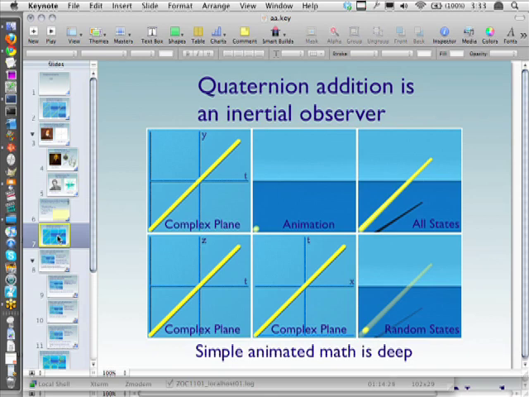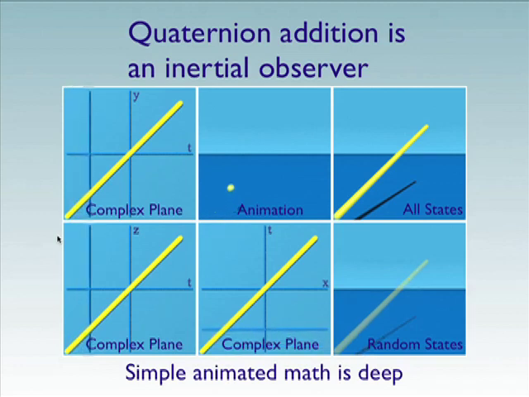All right, so this one we should know about. Quaternion addition is an inertial observer. So this is the simplest kind of operation you can do, and yet it's very deep because it's connected to such a relatively very directly.